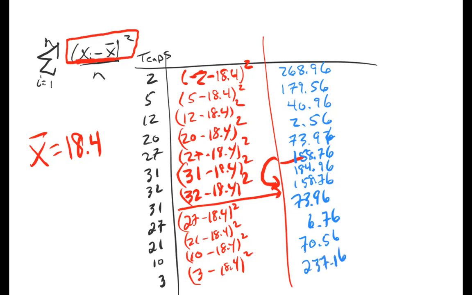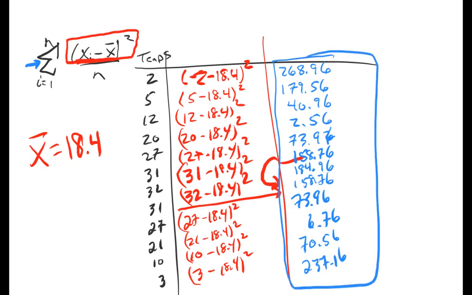All right, so we found all those. Now, this symbol right here says we should probably add all those up. So let's add all these up. Add those numbers up. I'm looking for a total there.